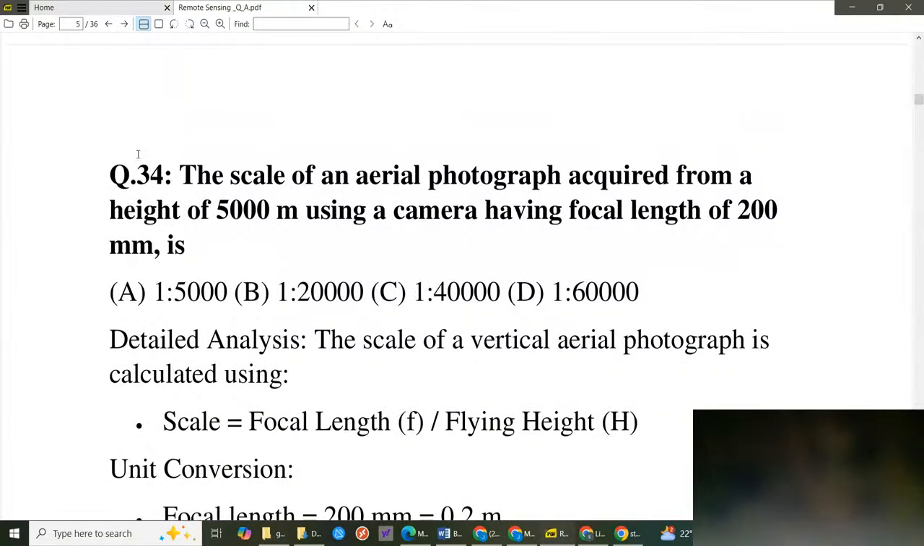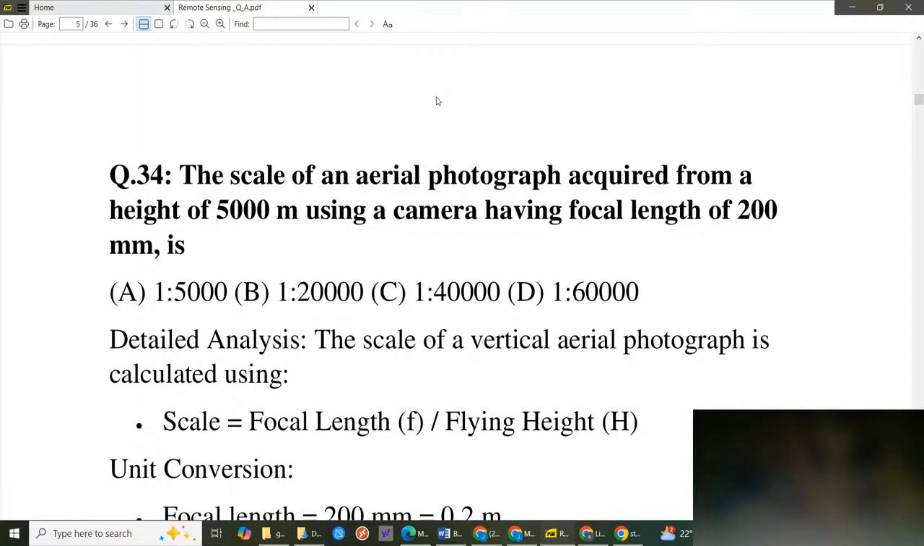And after that, the scale of an aerial photograph acquired from a height of 5,000 meters using a camera having a focal length of 200 mm is: 1 is to 50,000, 1 is to 25,000, 1 is to 20,000, 1 is to 40,000, 1 is to 60,000.